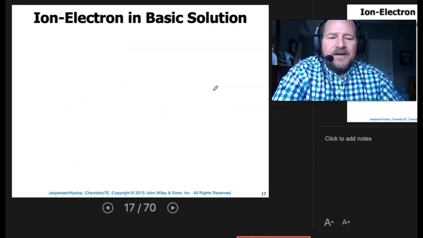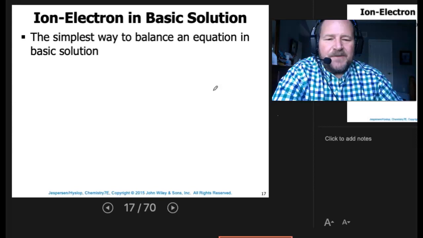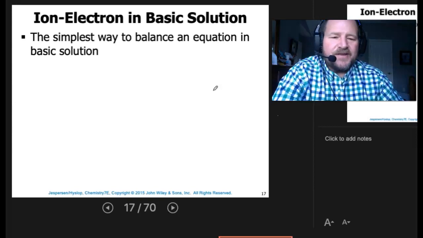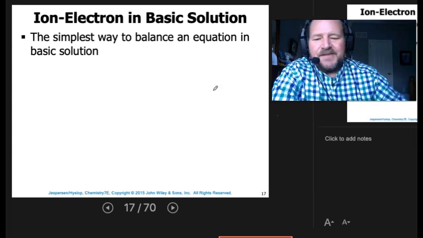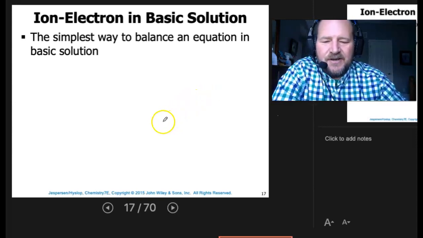All right, the next thing we're going to do is look at this in basic solution. But again, I like to keep these segments to 20 minutes or less, and we're already at the 21-minute mark. So we're going to start the next segment off with doing that same reaction, but in basic solution. All right, so the same style of reaction, but in basic solution. So we're just going to add a few steps.